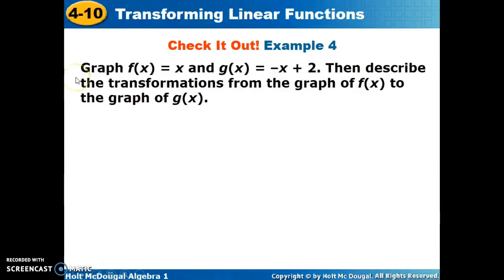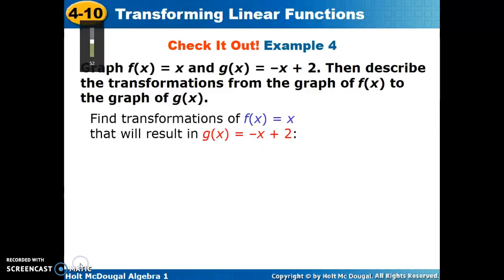Number 4, it says graph the parent function, and then graph the function g of x, negative x plus 2, and describe the transformation from graph f to g. And away we go. So we're looking at the parent function, and we're looking at our new function g of x, which is negative x plus 2. First comparison, positive 1, negative 1 slope. So I know this is a reflection across the y-axis, and I see that the y-intercept has changed. So we're going to have a slide upward of 2.